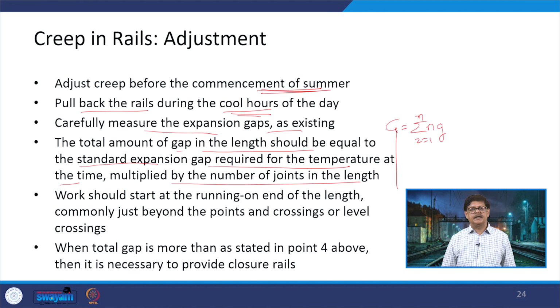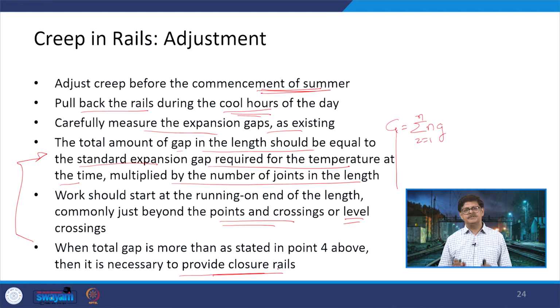Work should start at the running-on end of the length, commonly just beyond the points and crossings or level crossings. Just after that this is started, and when the total gap is more than as stated in point number 4, then it is necessary to provide closure rails. Closure rails means because the gap has increased, now you have to insert some section of rail there, so that the gap is not more and there is no possibility of derailment at that point.